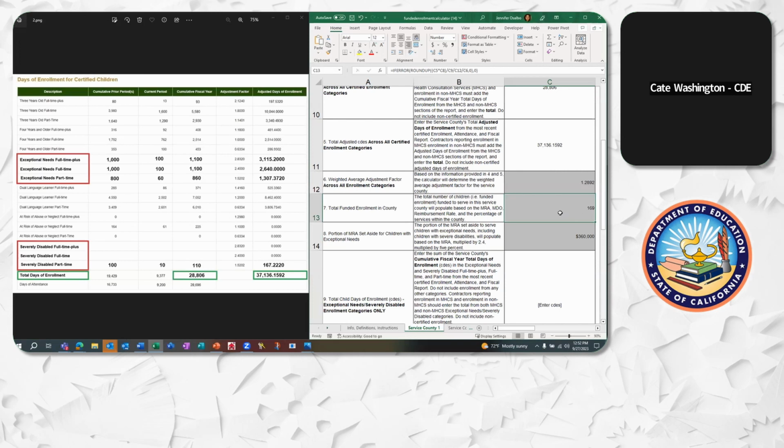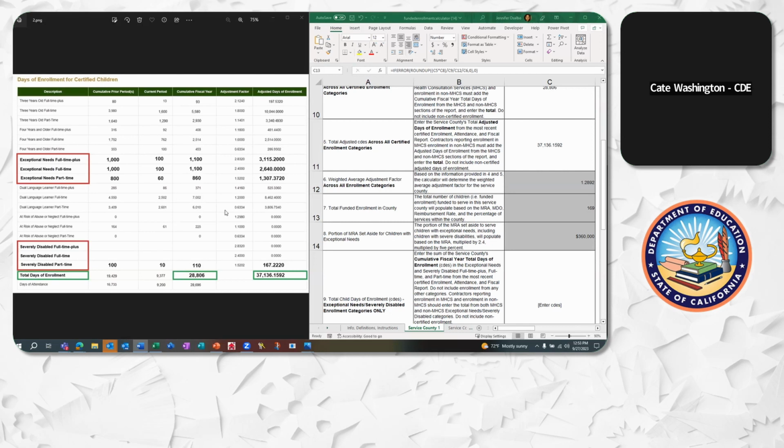What we have completed up to this point has allowed us to determine the funded enrollment for this service county. Moving on to the next portion of the calculator, we will again need to use enrollment information to determine the funded enrollment associated with that set-aside amount that was calculated earlier. That is the $360,000. That is the portion of the MRA set aside to serve children with exceptional needs, including children with severe disabilities in our example. That set-aside in this version of the calculator is determined by multiplying the MRA by 5% to represent 5% set-aside, multiplied by 2.4, which is the full-time adjustment factor for exceptional needs and severely disabled categories.